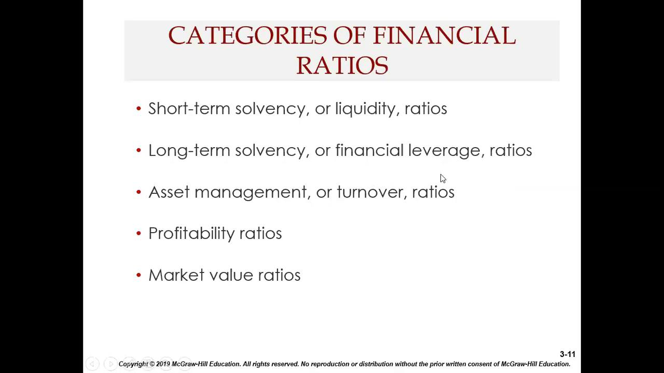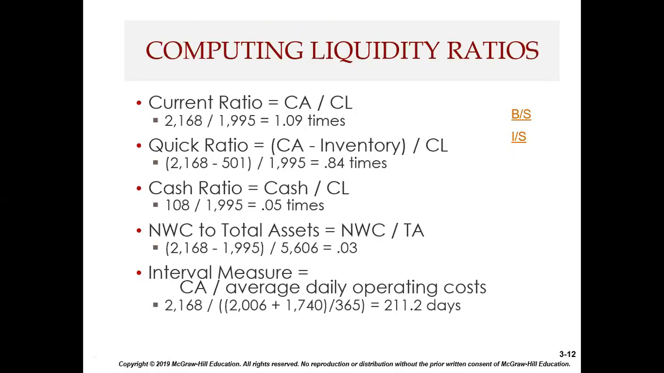We put our financial ratios into one of 5 categories. There's ones for short-term solvency or liquidity. There's long-term solvency, or what we call financial leverage. There's asset management, or what we call turnover. We measure profitability of the company and market value. So we're going to take a look at each one of these.